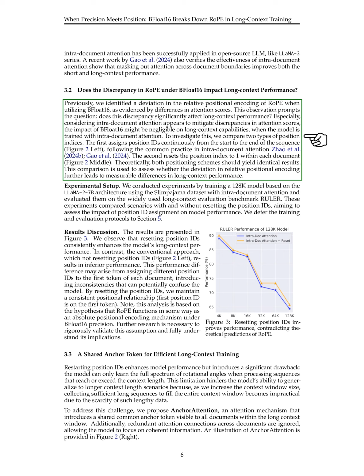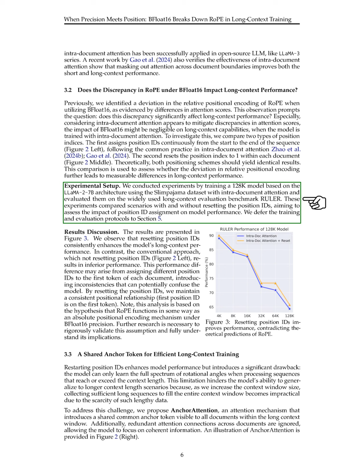We expected both methods to yield similar results, and this comparison aimed to determine if the discrepancies in positional encoding lead to noticeable differences in long context performance. In our experiments, we trained a 128K model based on the Llama 2-7B architecture using the SlimPajama dataset with intra-document attention and evaluated it on the RULER benchmark. We compared scenarios with and without resetting position IDs to see how this affects model performance.